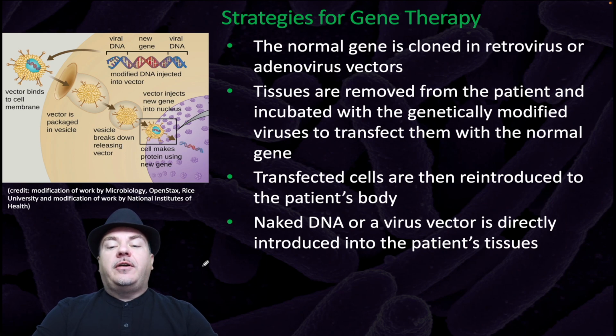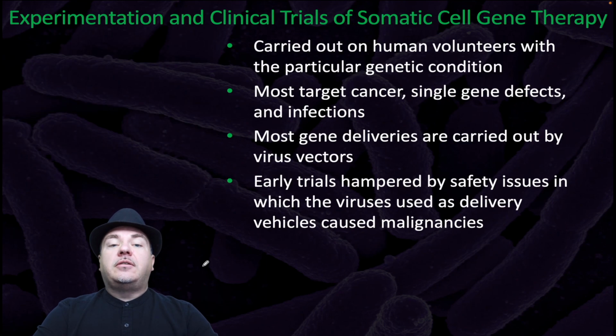Naked DNA or a virus vector is directly introduced into the patient's tissues. Experimental and clinical trials of somatic cell gene therapy were carried out on human volunteers with a particular genetic condition. Most target cancer, single gene defects, and infections. Most gene deliveries are carried out by virus vectors, and early trials were hampered by safety issues in which the virus used as a delivery vehicle caused malignancies.